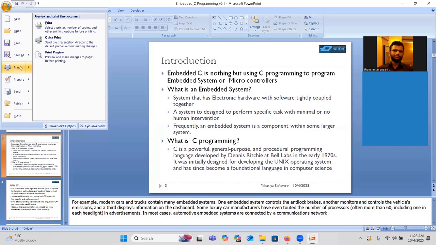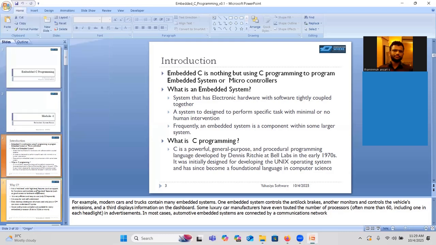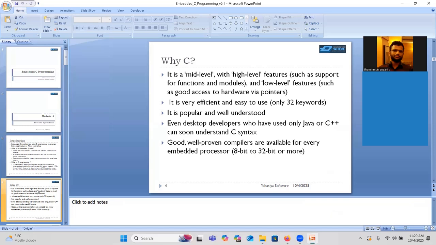Then why did they choose C programming? There are many other programming languages. We have Java, we have Python, we have C sharp. Those languages have an intermediate layer before they touch the hardware. For example, Python has the Python virtual machine. Java has the Java virtual machine. C sharp has the common language runtime. All of you agree or not?